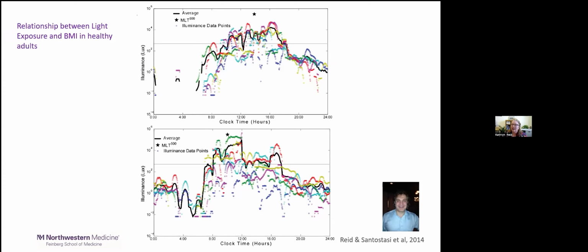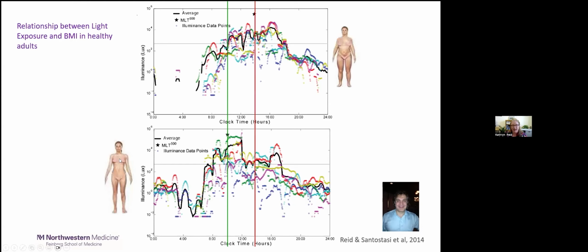And we took light exposure patterns across many days, across the 24 hours. This top panel here is just two examples. All the dots here are light exposure across different days, and the dark bar here is the average. This line here indicates 500 lux, which is quite bright room light. And what we found in this study is that if you had a mean light timing, which is indicated by this little star here, that was earlier in the day, you tended to have a lower BMI than if you had a mean light timing that was later in the day. So earlier light, lower BMI; later light during the daytime, higher BMI.